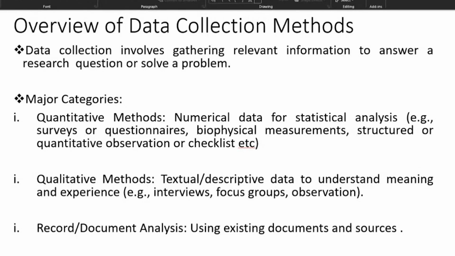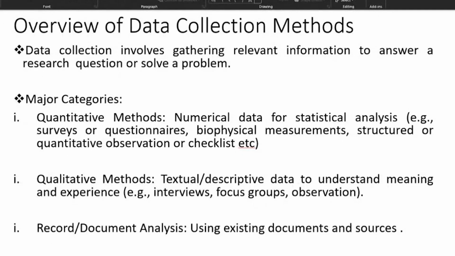So what are the categories? We have these three major categories. We have quantitative methods. Here we talk of numerical data. When you talk of quantitative, you are talking of data that you can count, that can be in the form of numbers. So you collect numerical data, which will be analyzed statistically. An example of an instrument here is a survey or questionnaire.